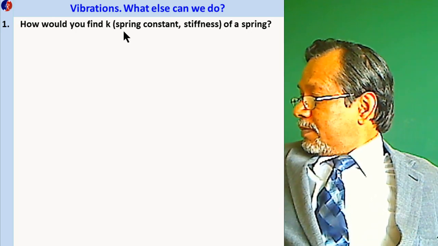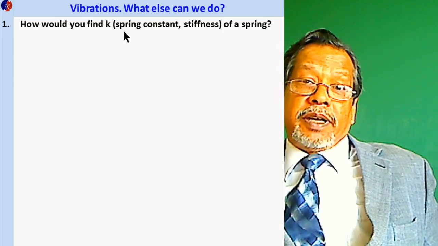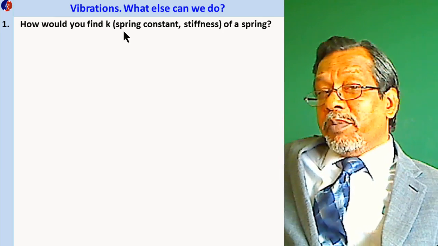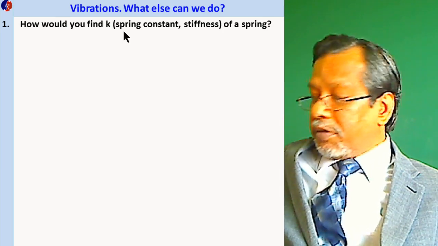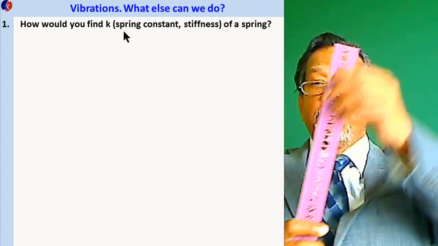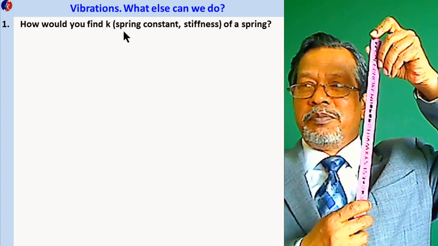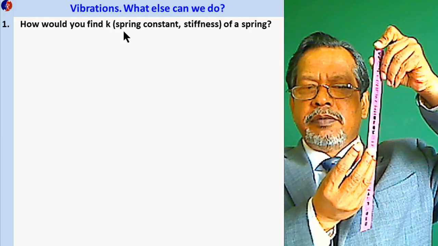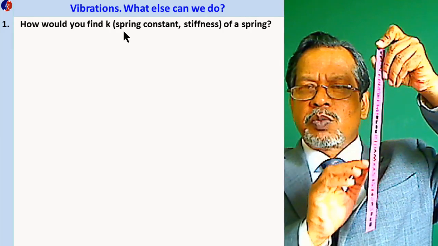Let them think about it. Okay, you've got the spring and the mass. If you know the mass, say it's 100 grams or 200 grams or whatever, you take a ruler next to the spring, put it there, and suppose the spring is hanging there. When you hang the mass, very gradually see how much it displaces.